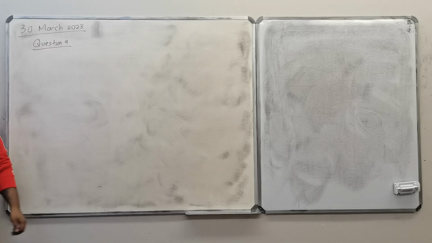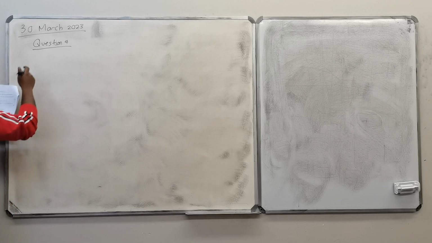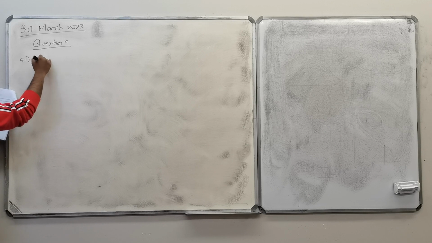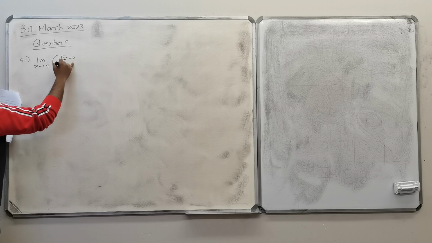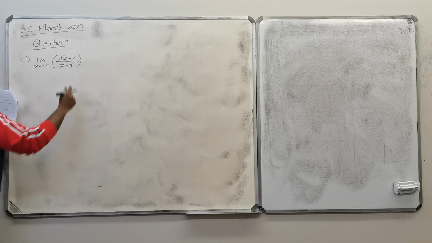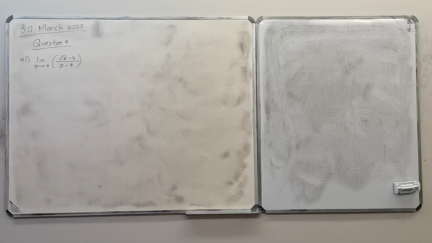Question 4.1. They want you to determine the following limit: the limit as x approaches 4 of square root of x minus 2 all over x minus 4. Normally with limits, you'd substitute the limit value. But if you substitute, the square root of 4 is 2, so 2 minus 2 is 0, and in the bottom, 4 minus 4 is 0. So this is a limit of the form 0 over 0. What do we do then?